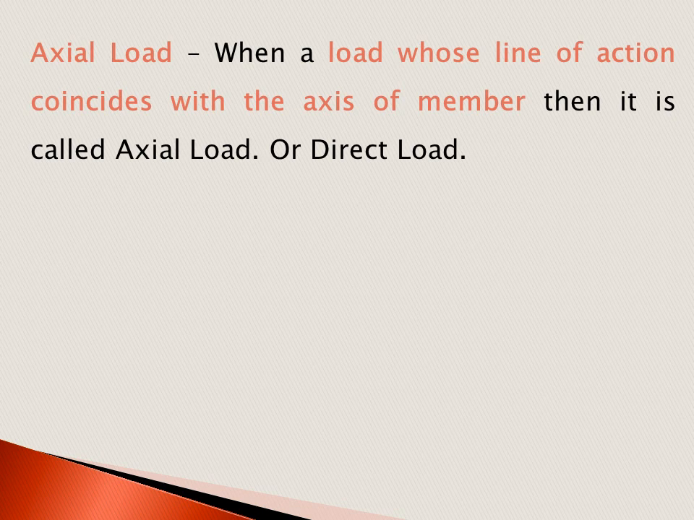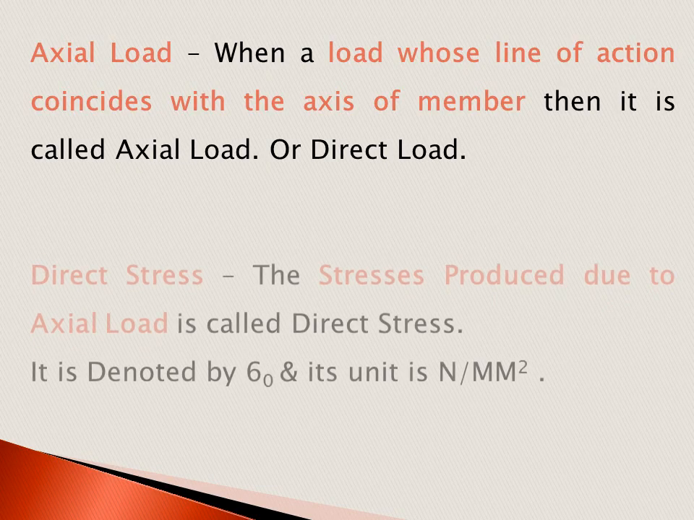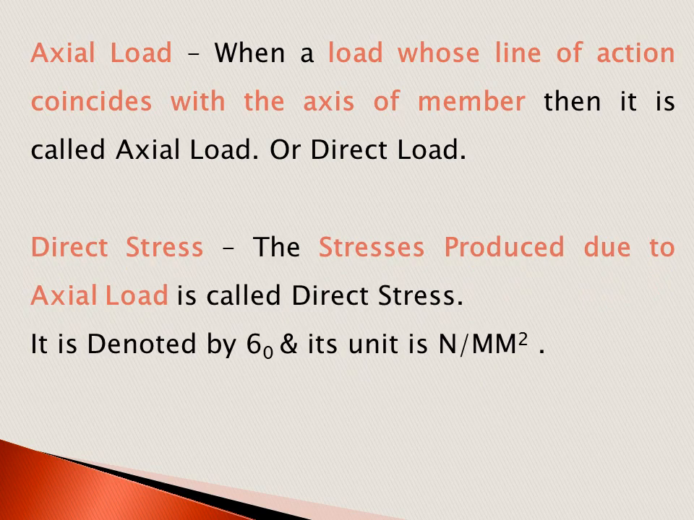First, what is axial load? When a load whose line of action coincides with the axis of member, then it is called as axial load or direct load. Direct stress. The stresses produced due to the axial load is called as direct stress. It is denoted by sigma 0 and its unit is Newton per mm square. The direct stress is calculated by formula sigma 0 is equal to P by A.